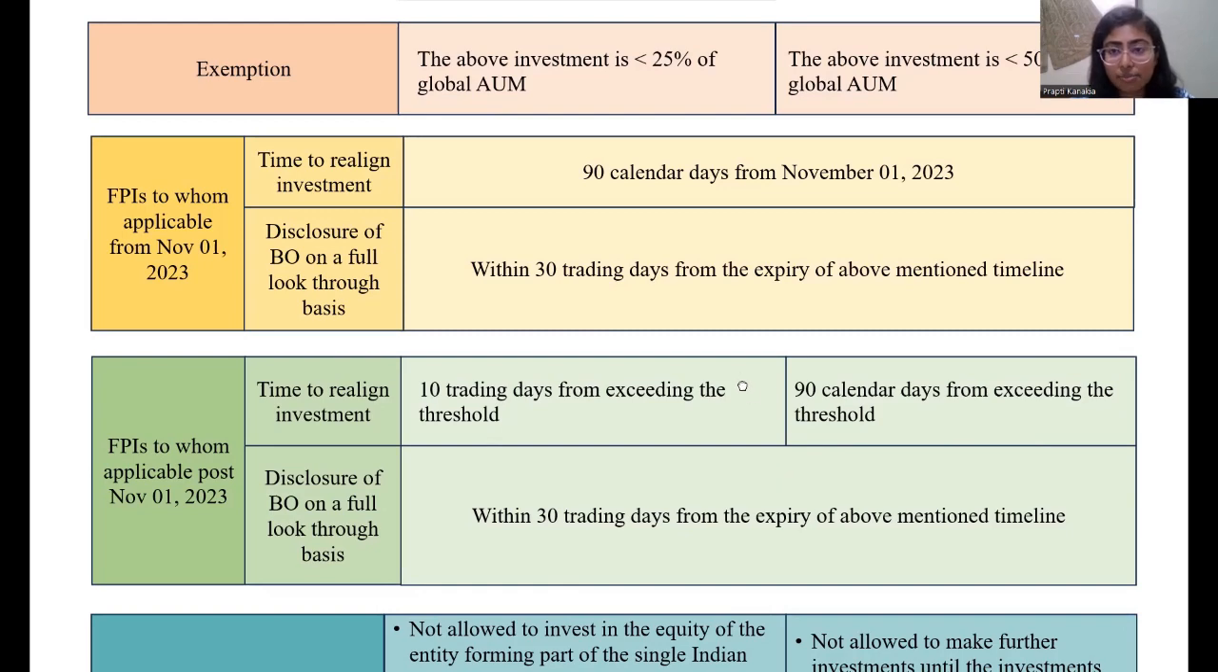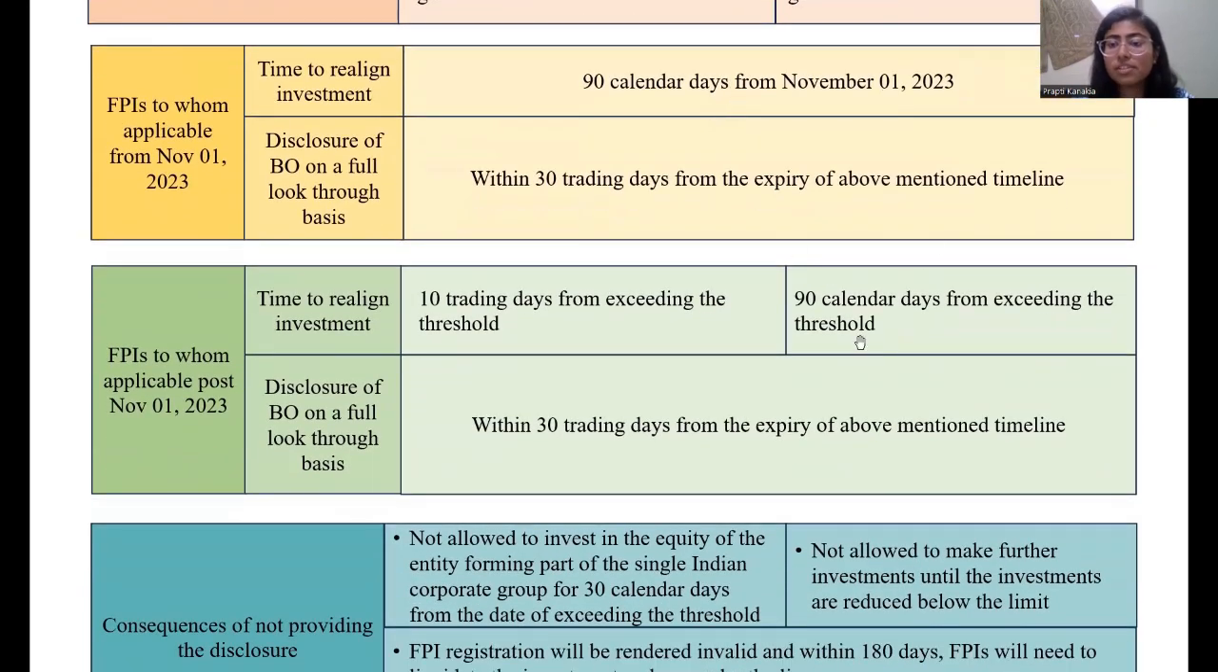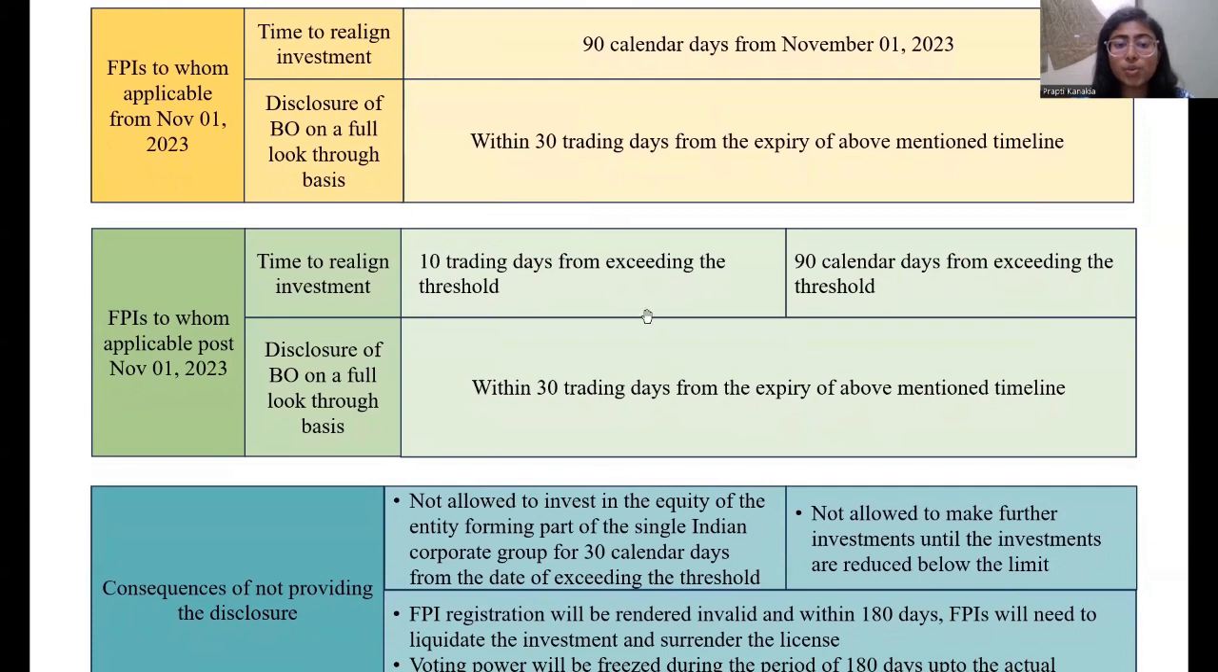And in case of FPIs who have overall investments of more than 25,000 crores in the Indian equity market, they will have a timeline of 90 calendar days to reduce their stake. If they don't, then they will be required to provide the disclosure of beneficial owner within the next 30 trading days. If they are able to reduce their investments within the thresholds, in that case, the requirement of providing beneficial ownership details is not required.